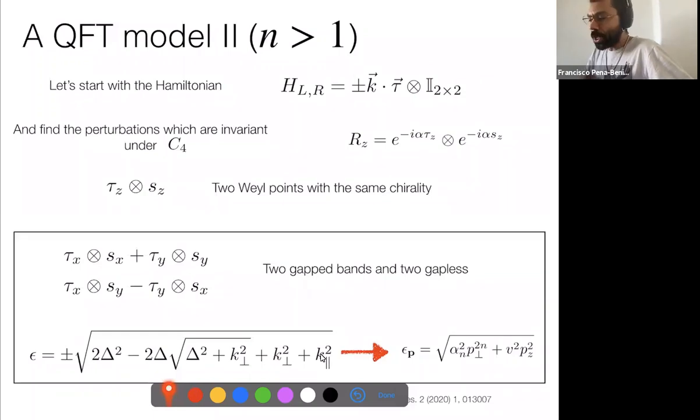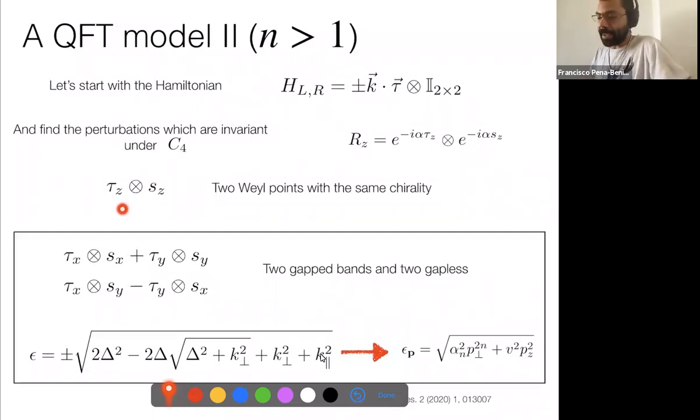I take this pseudo spin degrees of freedom, and let's assume this is real spin degrees of freedom. And now we ask, which are the most generic perturbations I can add to that Hamiltonian which are invariant under C4? C4 will act in this form. This alpha will be pi half or pi over three, depending on if it's C4 or C6. This is tau z, and as I said, this is the spin matrix in the z direction. So I have rotations in the xy plane. And then we realize that there are three perturbations. I can add this one.